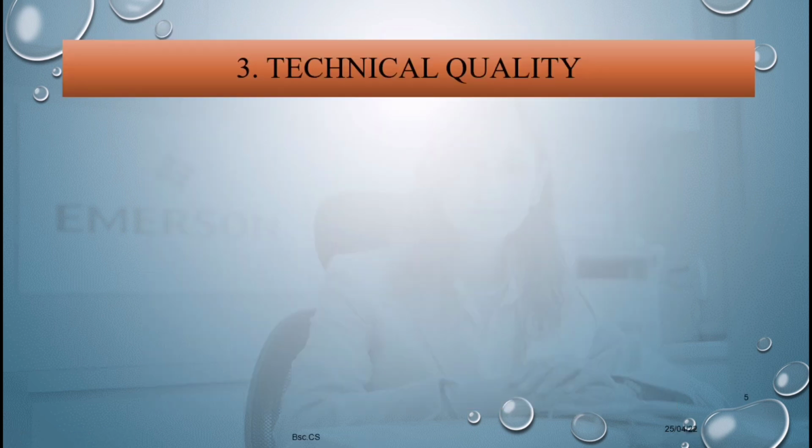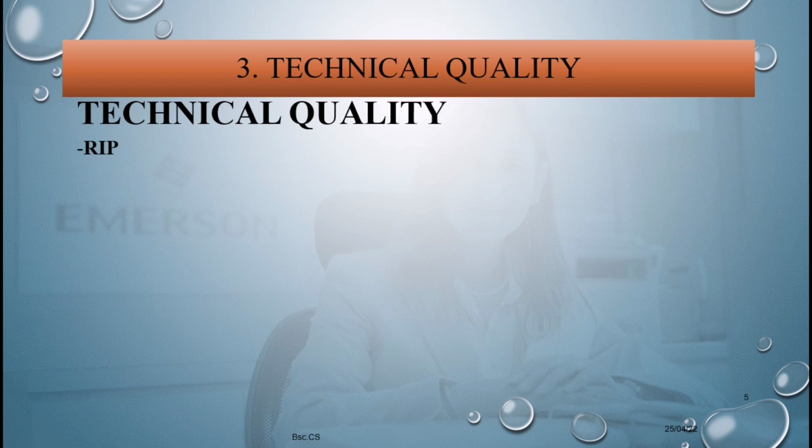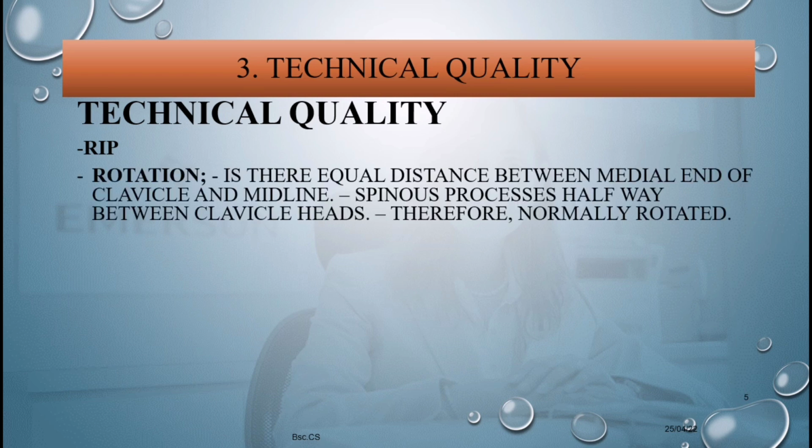Then technical quality. So this is the technical quality. We use the mnemonic RIP. R is for rotation. Is there equal distance between the medial end of the clavicle and the midline? Or are the spinous processes halfway between the clavicle heads, therefore normally rotated? So this just means when you see the X-ray, for rotation you have to check the clavicle and the midline. If the spinous processes are halfway between the clavicle heads, then the rotation is normal.